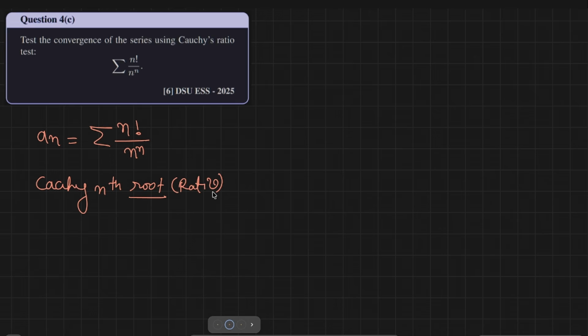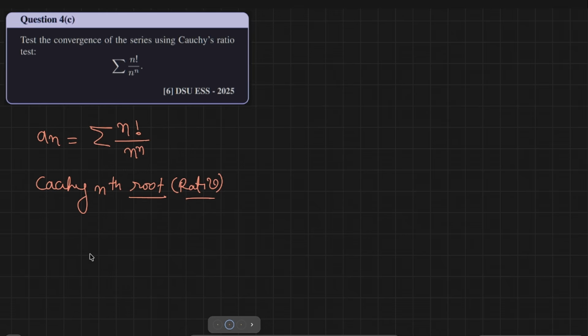Come to the next question, 4c. Test the convergence of the series by using the Cauchy ratio test. Here the summation of n factorial upon n power n is given. So the ratio test, Cauchy ratio test, basically the Cauchy nth root test, I think. What is Cauchy ratio test or Cauchy nth root test? You can say root test or ratio test. Basically it is root test, not ratio test.